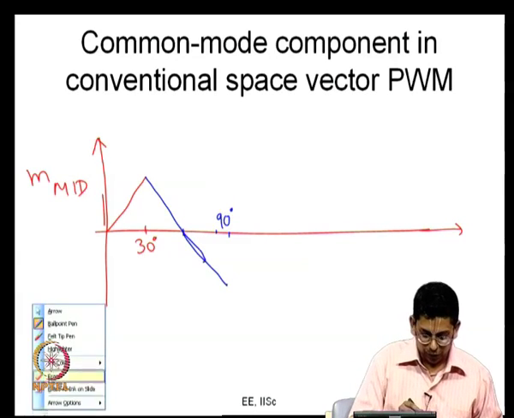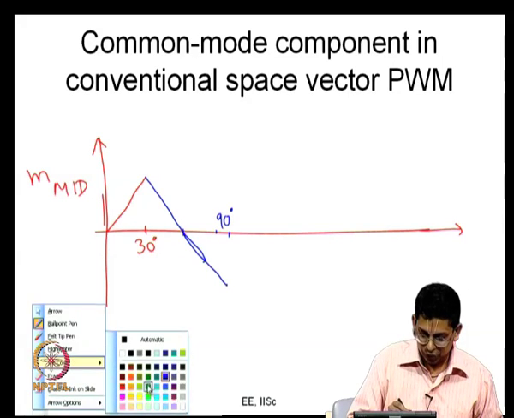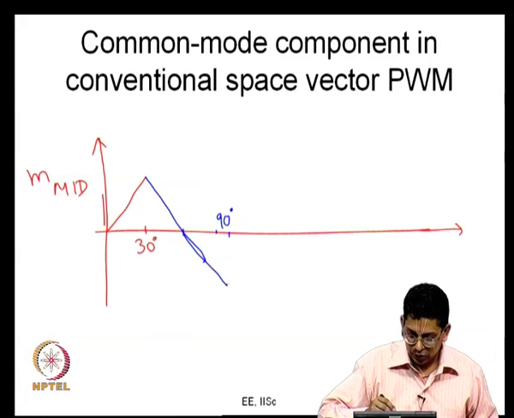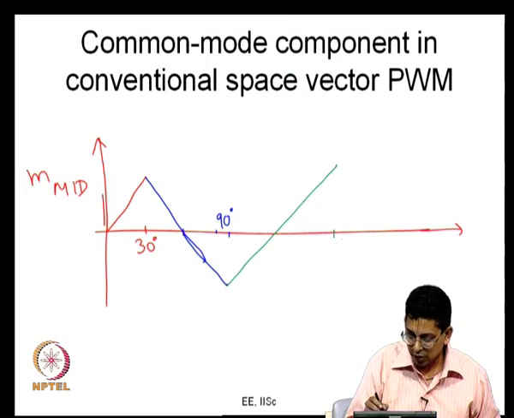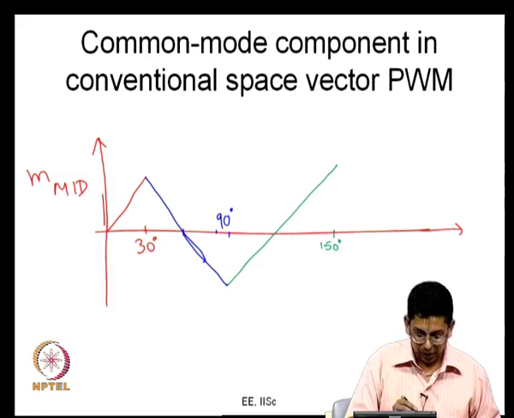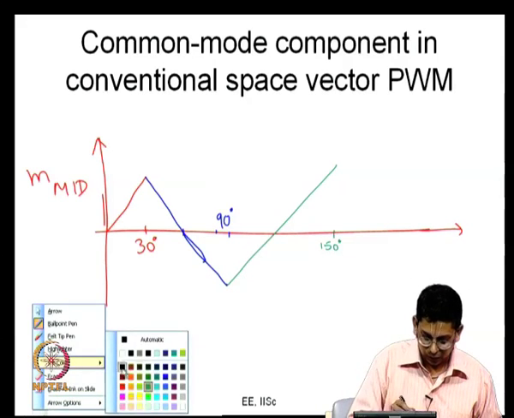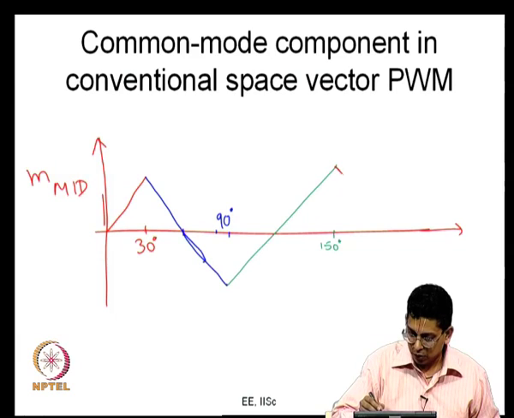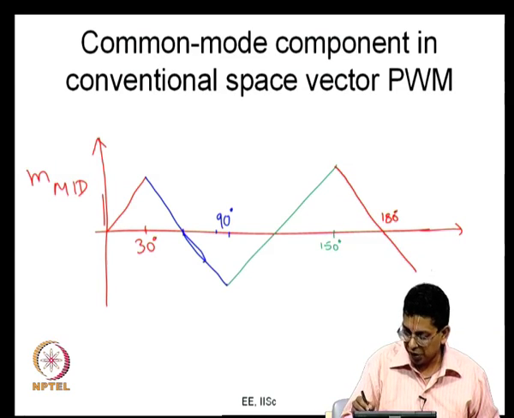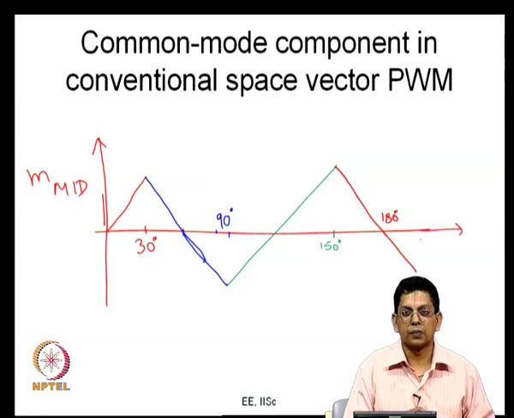Then it would be the yellow phase. Let me choose a green color for that. So, the yellow phase would be the middle valued phase here. This is like 150 degrees. Then 180 and goes till 210 now.